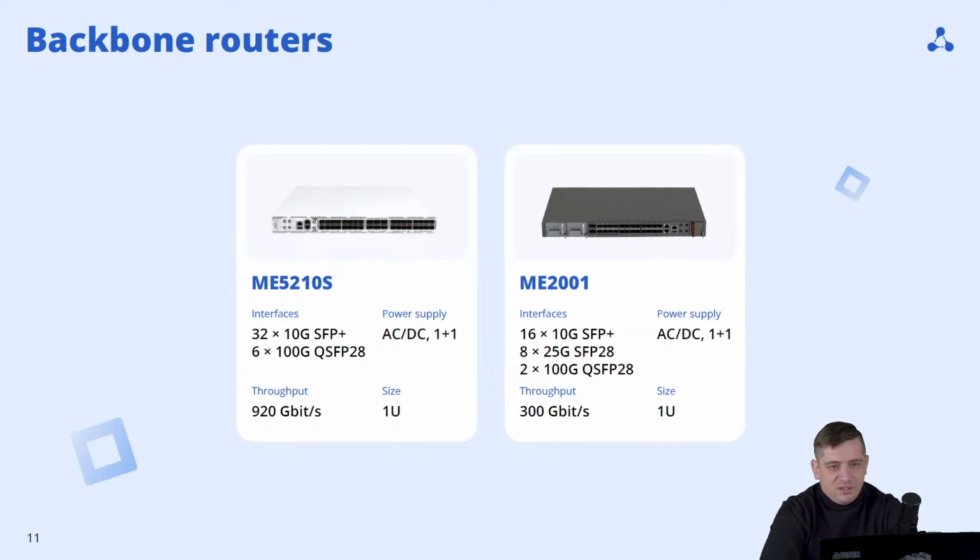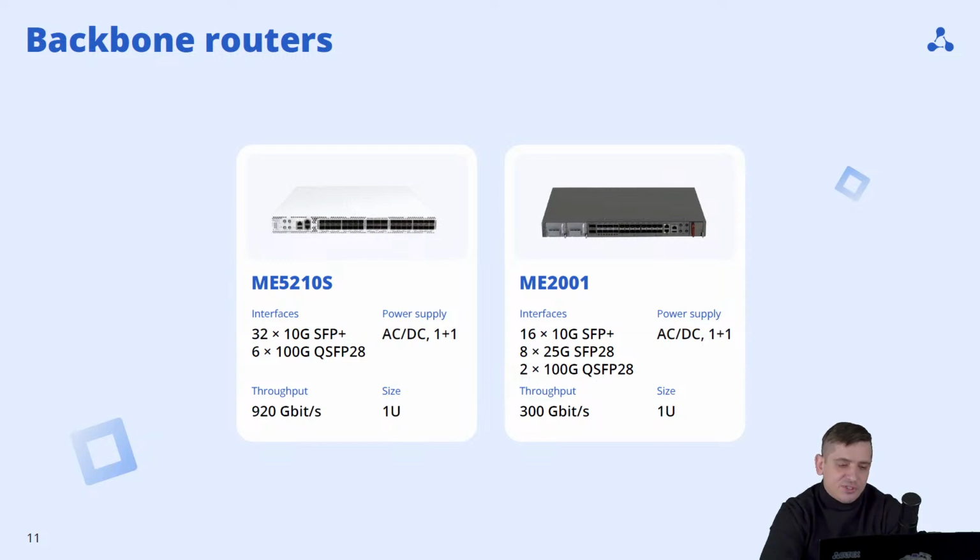And surely I also mentioned before our MPLS routers for backbone networks. These are the ME series, and maybe you know our ME 5000 and 5001, 5200 routers, and these routers are the new generation of those mentioned before. So ME 5210S and ME 2001, as you see, perform throughput from 300 gigabit per second up to almost 1 terabit per second.